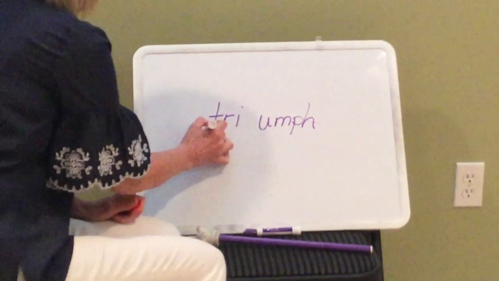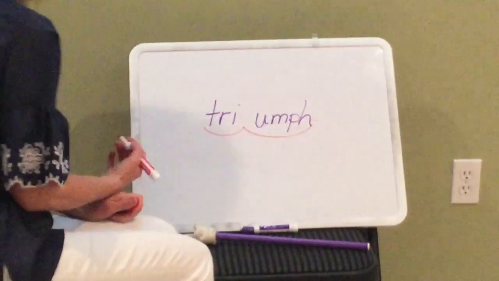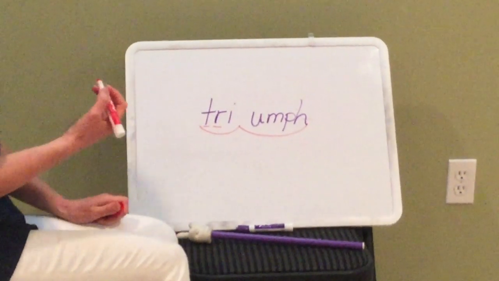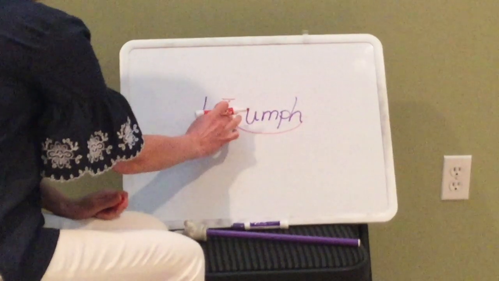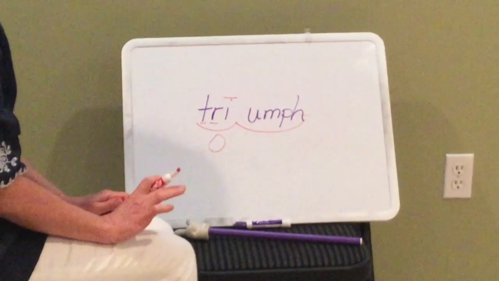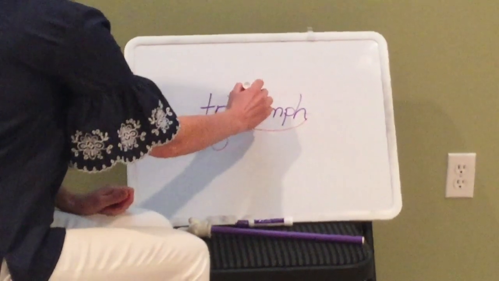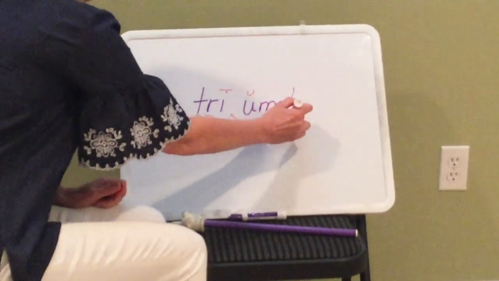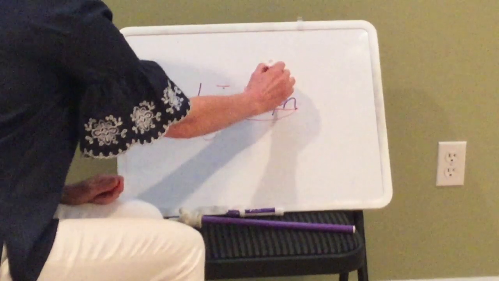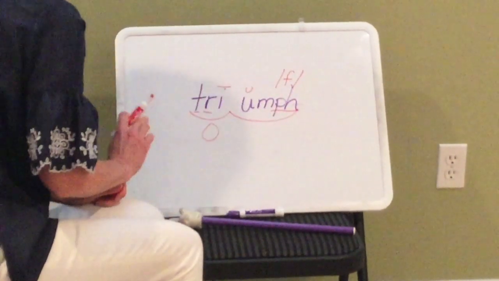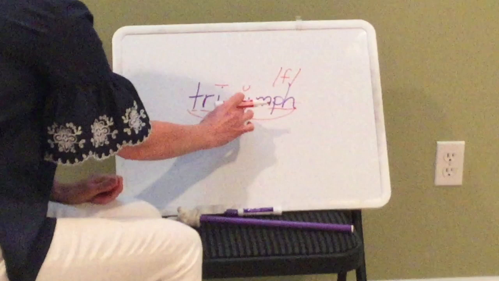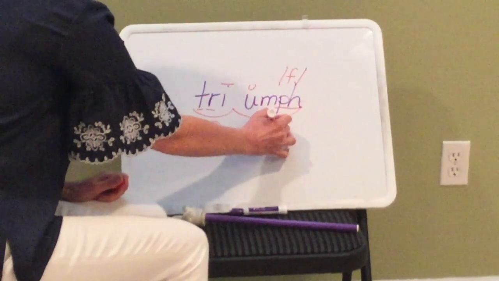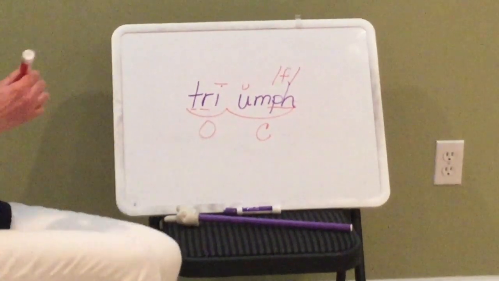Okay, let's divide our syllables. We have tri and then umph. Let's look at our first syllable. We have a blend here. The T and R is a blend. And then we have the I says I. So this is an open syllable. Our second syllable, we have a short U sound. And then we also notice we have our new digraph, PH, which makes the F sound, so we want to mark that. Okay, this is going to be a closed syllable because we have a short vowel and it's closed off with a consonant sound. So this is a closed syllable.